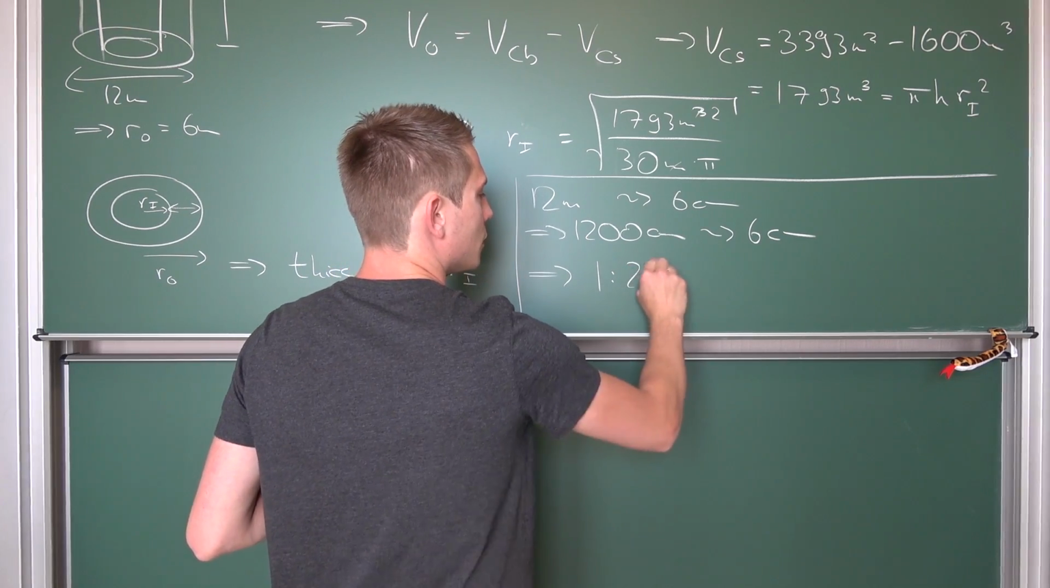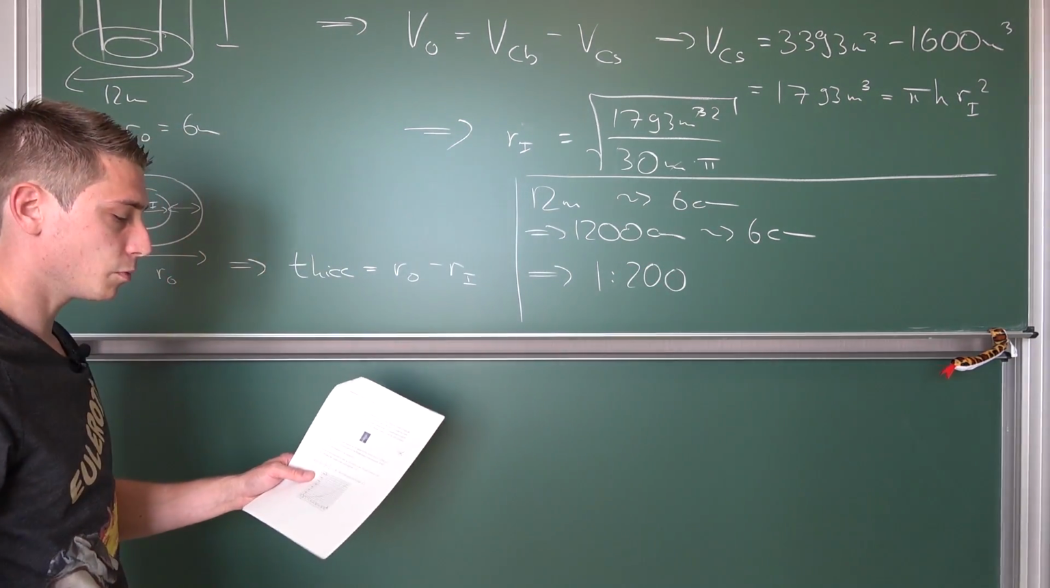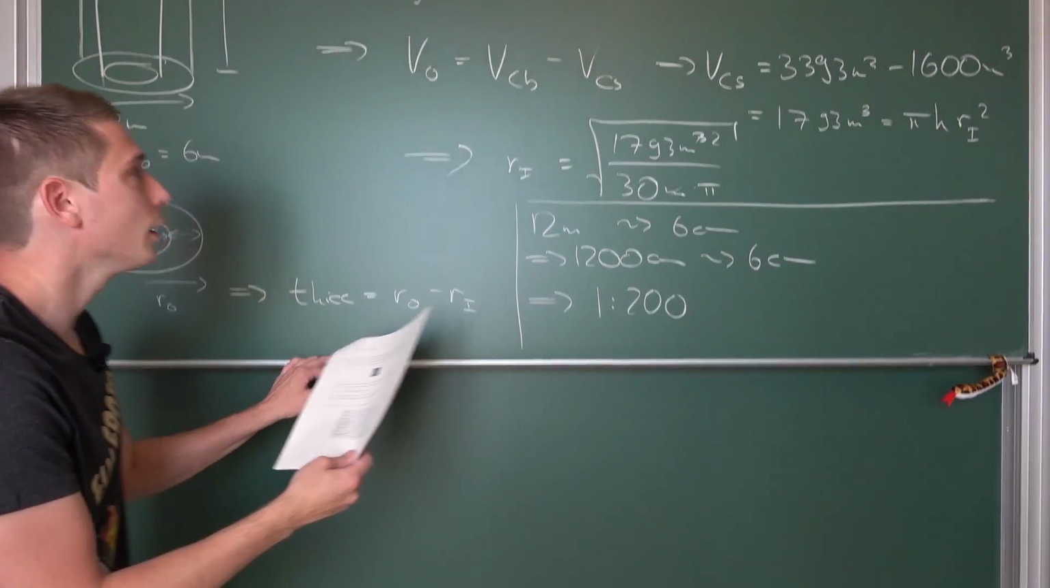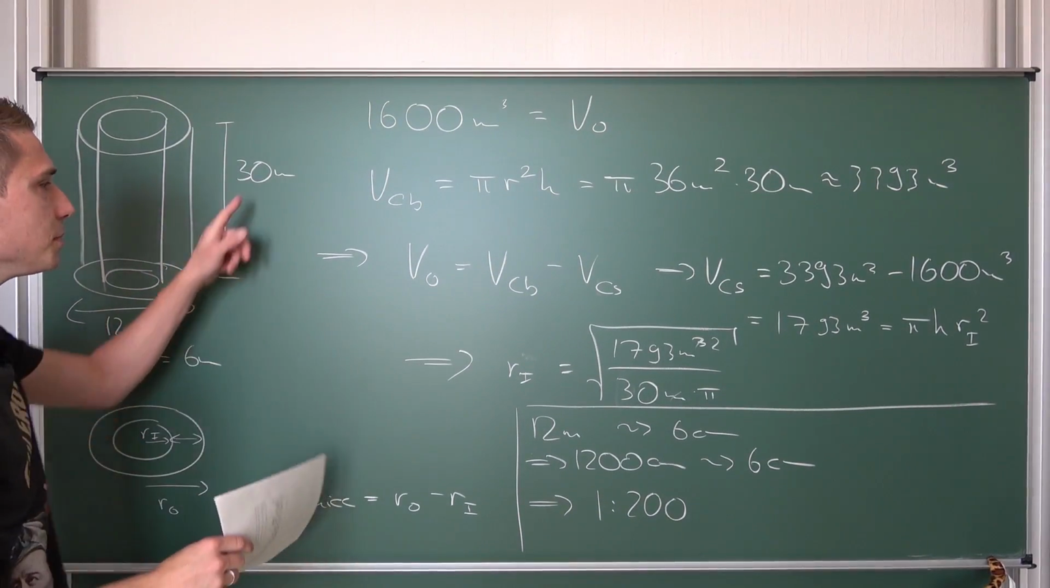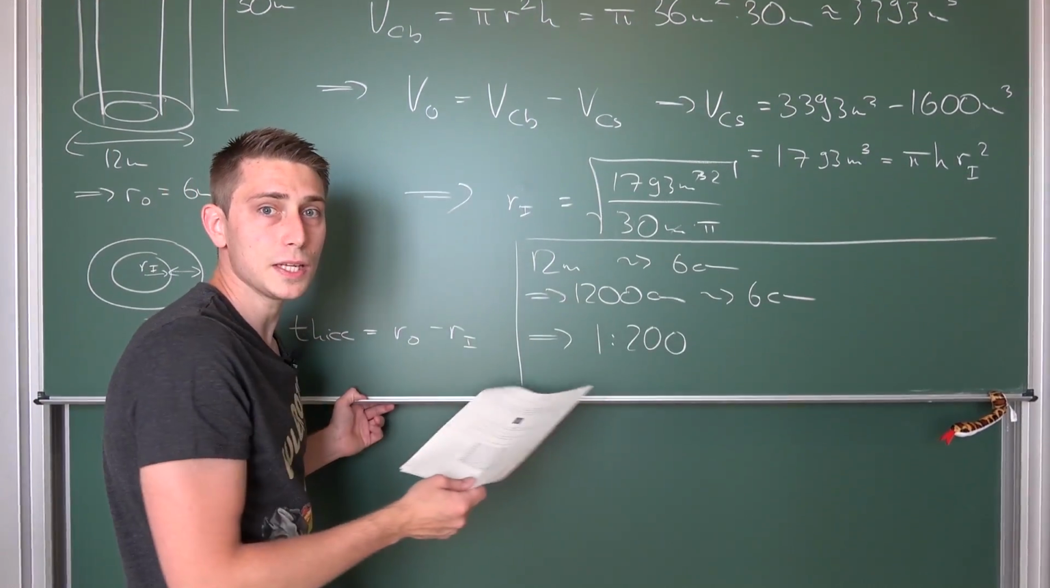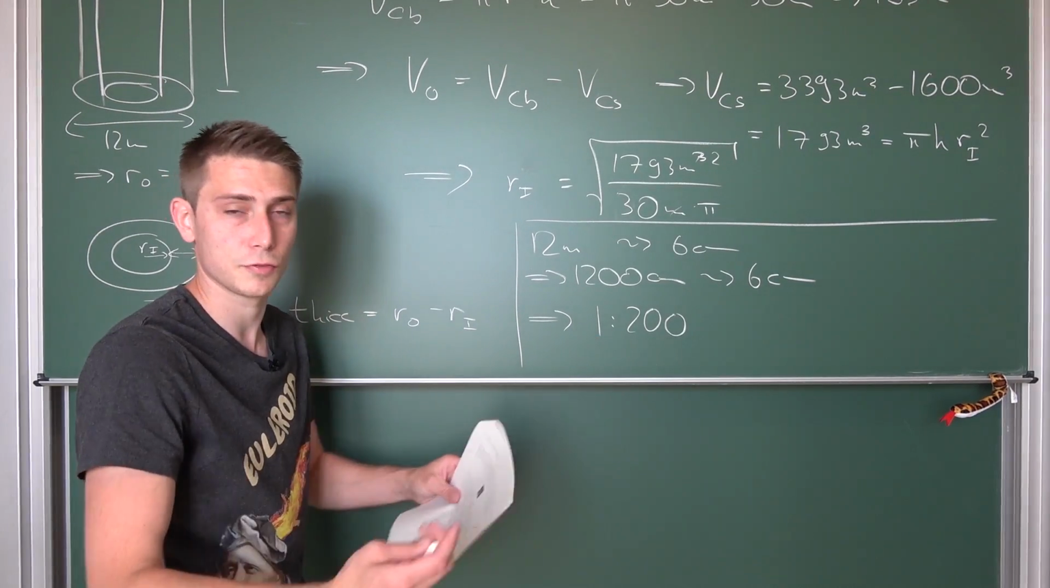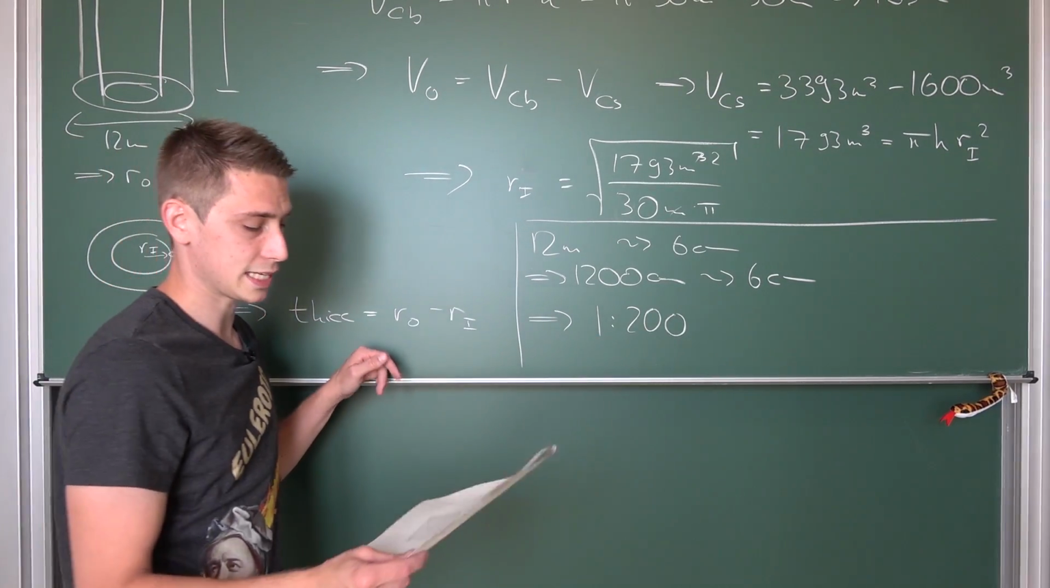1 to 200. Meaning, if we were to scale our 30 meters of height down, 30 meters are 3,000 centimeters, divided by 200 is going to give you 15 centimeters. And then we are done with this exercise.